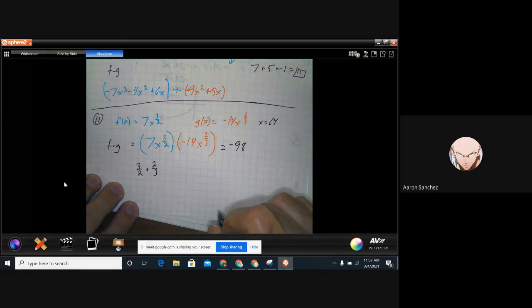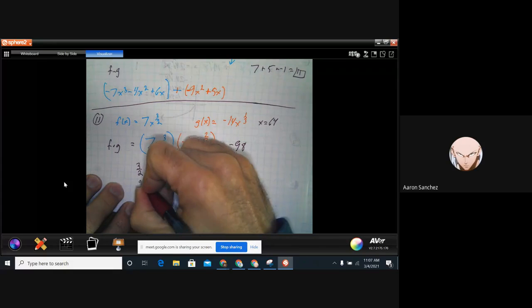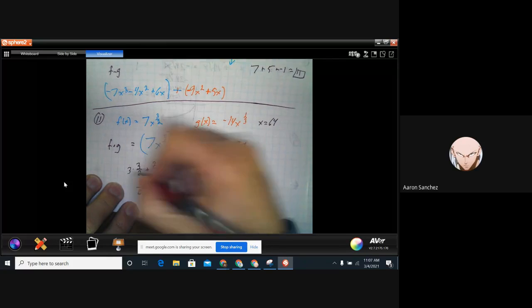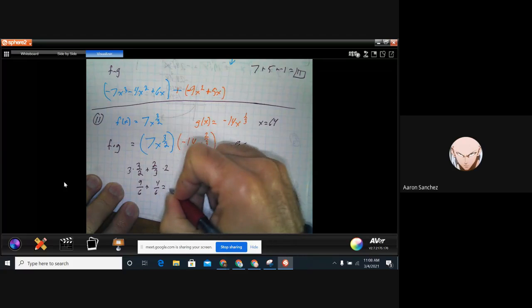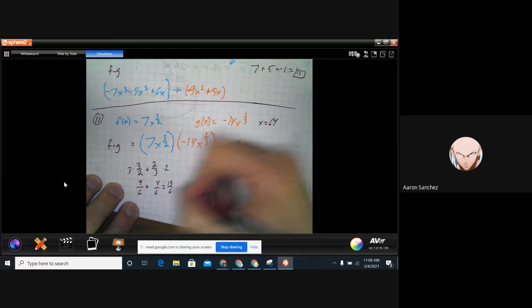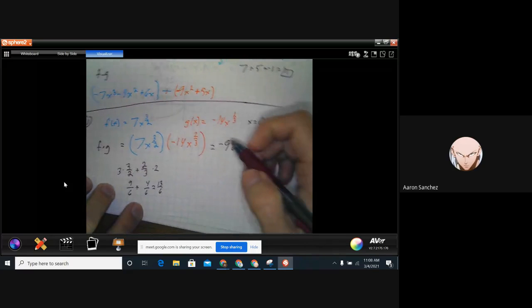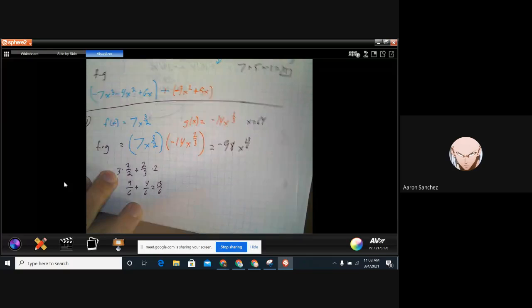So what's my common denominator? 6. So this will be 9/6, because I multiplied top and bottom by 3. This I multiplied top and bottom by 2: 4/6. 9 plus 4 is 13/6. So that'll be x to the 13/6.